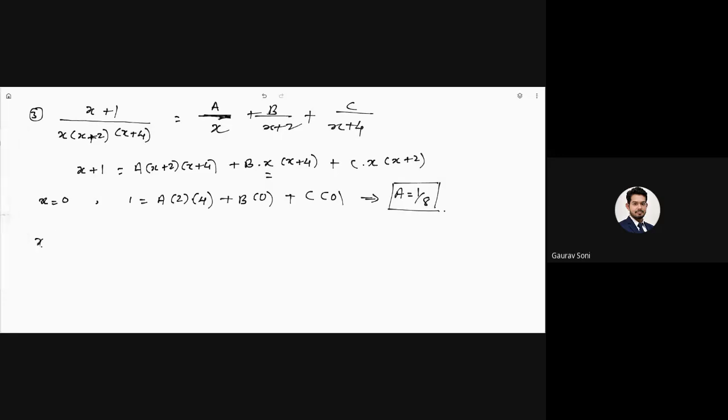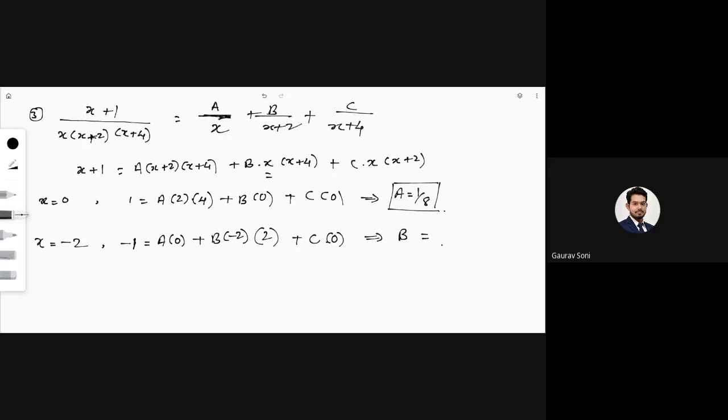So now I will put x equal to -2, since I need b. So -2 plus 1, the left hand side is -1, which is equal to a into 0 plus b into -2 plus 2 plus c into 0. So this gives me b is equal to 1 by 4.